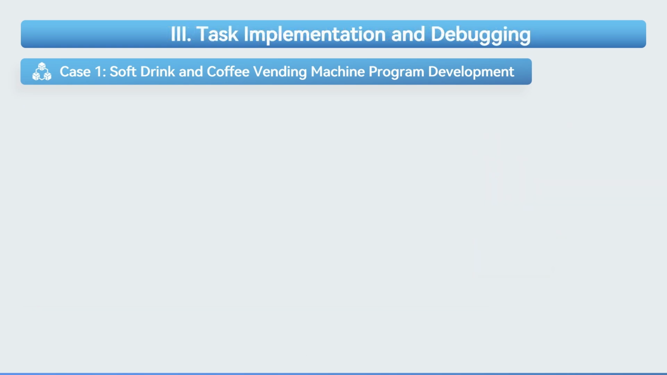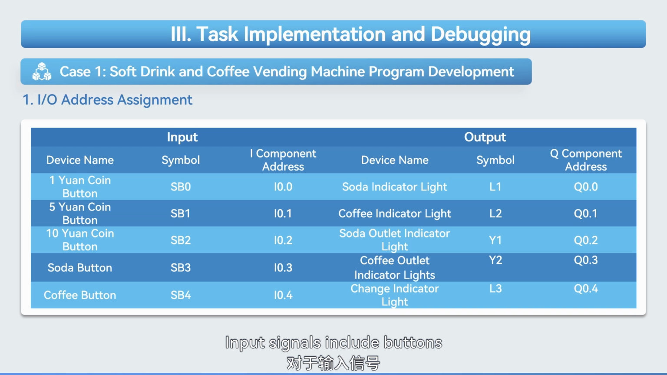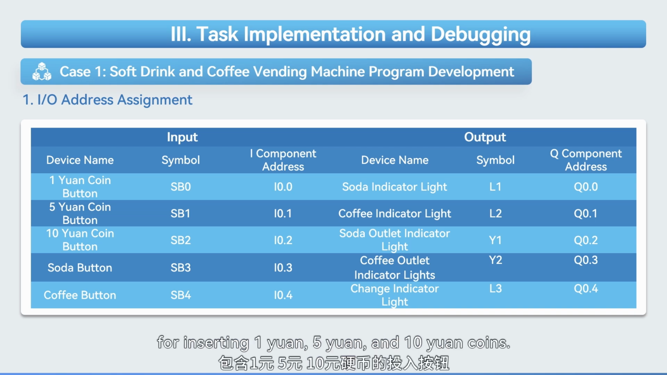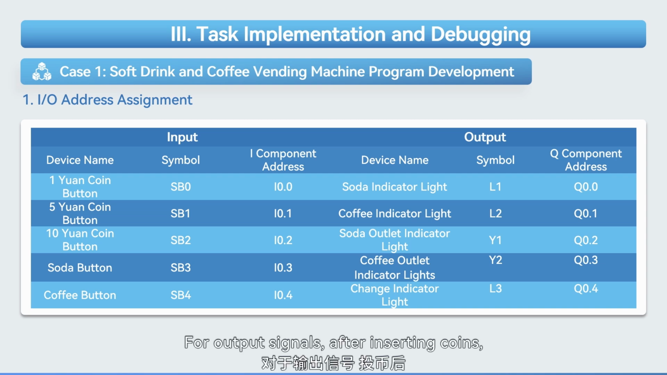Task implementation. 1. I/O address assignment. Input signals include buttons for inserting 1 yuan, 5 yuan, and 10 yuan coins. 2 buttons are needed for purchasing soda and coffee. Therefore, as shown in the table, there are 5 input signals. For output signals, after inserting coins, if the amount exceeds 12 yuan, the soda indicator light turns on. If the amount exceeds 15 yuan, both the soda and coffee indicator lights turn on. Thus, 2 outputs are needed for the soda and coffee indicator lights.